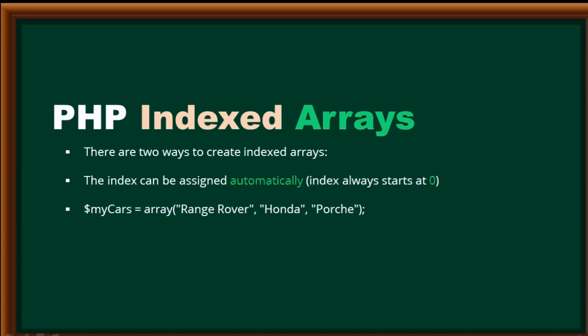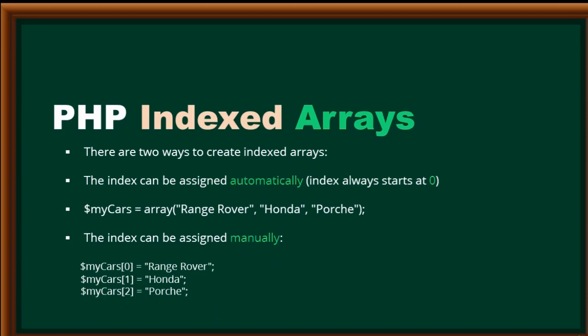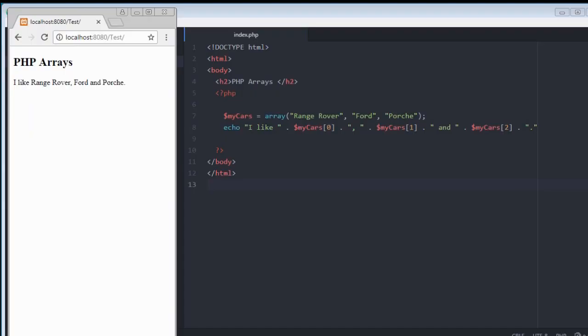So let's look at a manual approach. If you're going to do this manually, you just have to assign the index manually to the array. So there are two ways you can do it: automatically and manually. In the following example, I've used this example before in the previous lecture. Here we have created an indexed array called my cars and assigned 3 elements to the array.